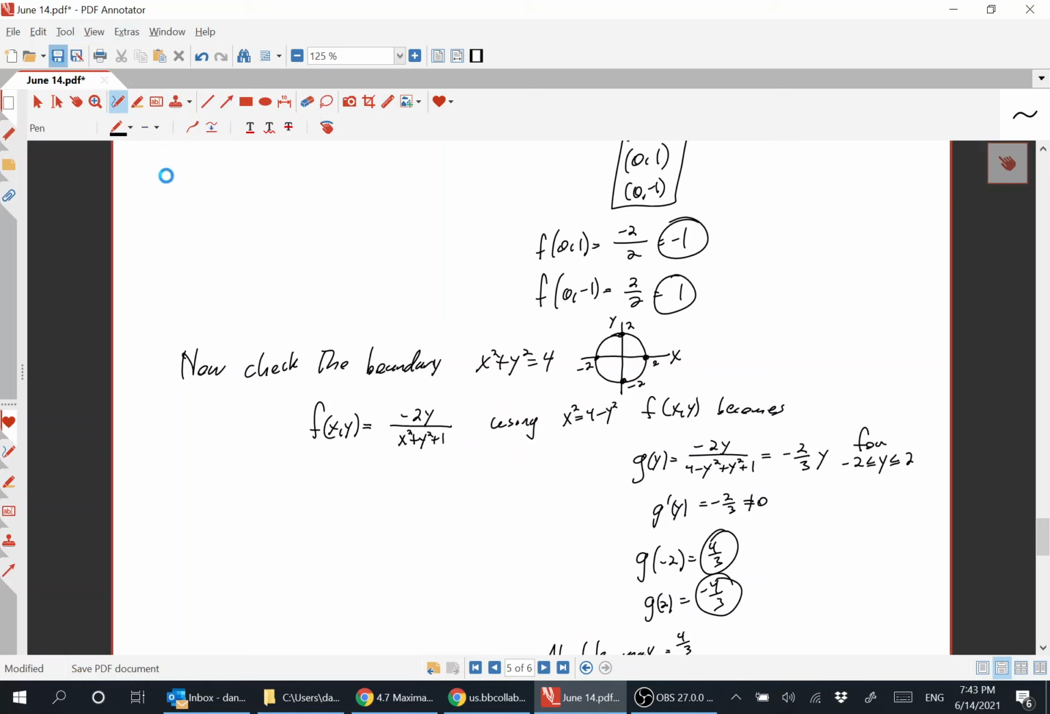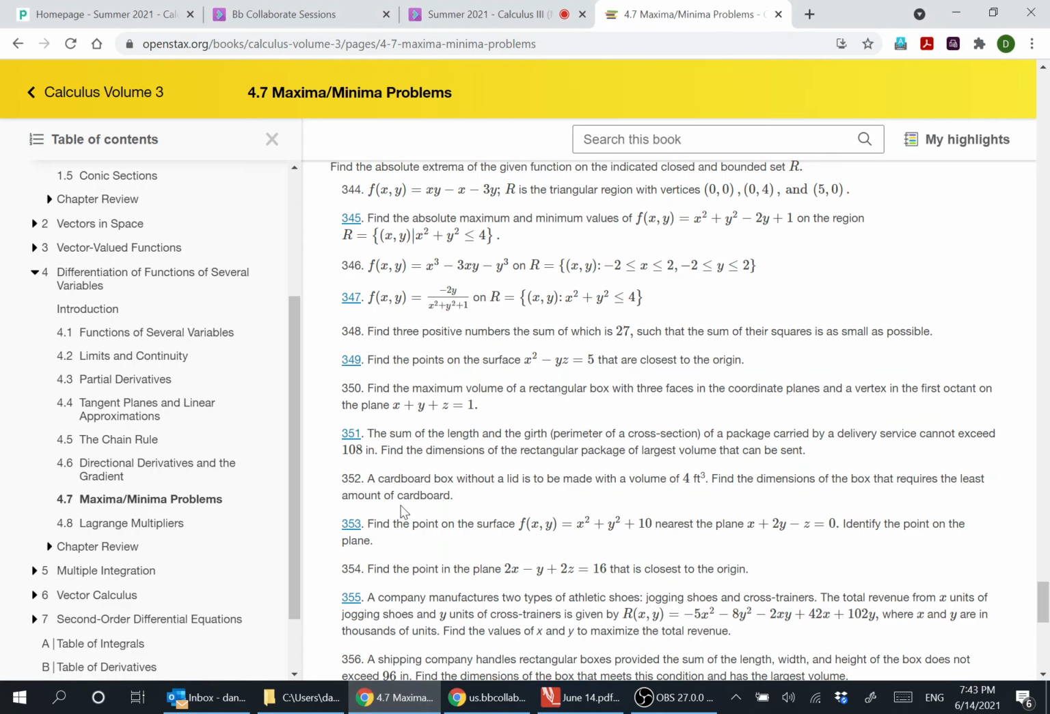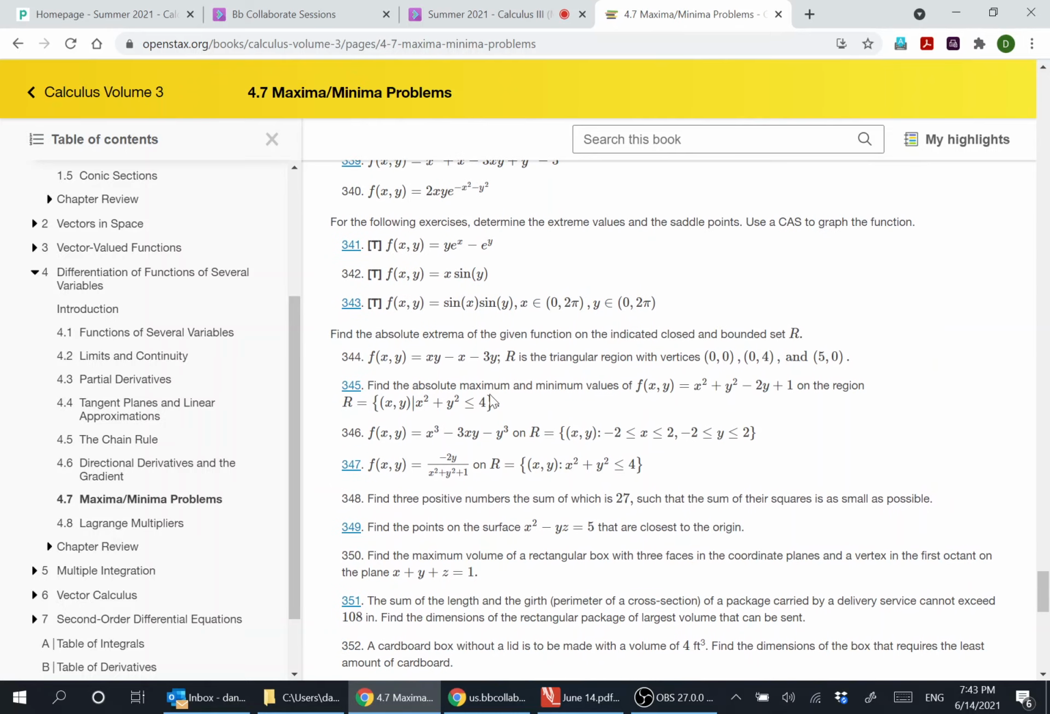All right. Let's see, are there any more of those that are worth taking a look at? So we did 346, 347. 345 again is on a circle. 344 is on a triangular region. Let's try 344. Let's do 344 as well.